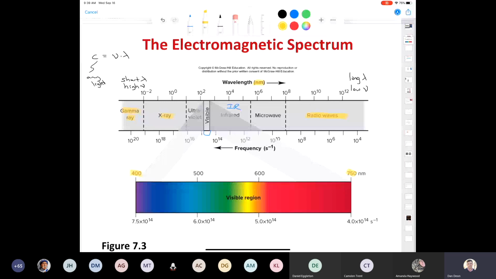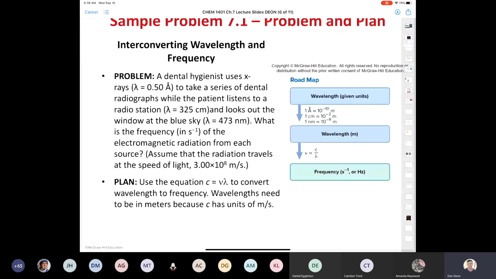And if you're wondering, like, hey, Mr. Dion, when are you going to get to the connection between the electromagnetic spectrum and energy? I'll do that in a little bit. Okay, we'll look at that in a few minutes. But before we get into that, let's go to this slide here, which talks about interconverting wavelength and frequency. So let's try a practice problem here. This is the typical kind of problem you would be asked on your next midterm.